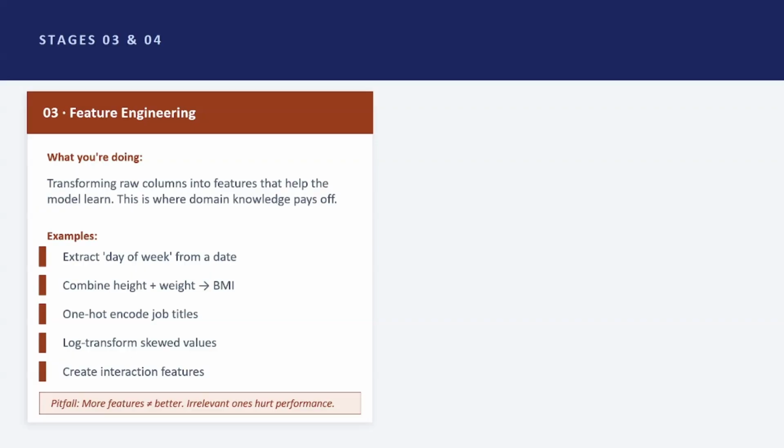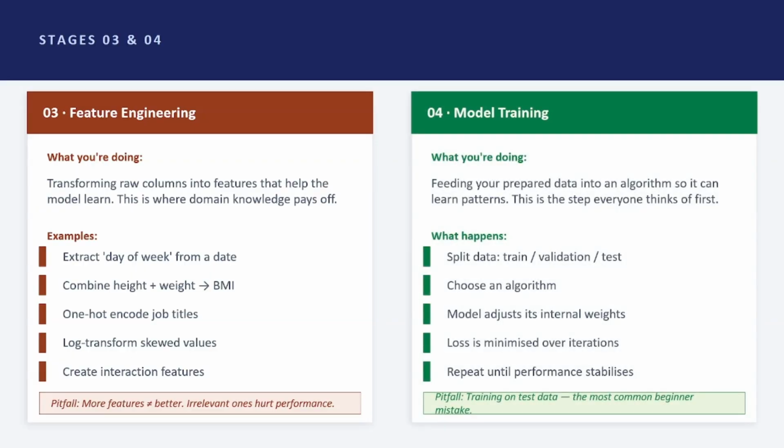And stage 4, which is model training. This is the step everyone pictures. Now that we have clean, engineered data, we are finally ready for it. You split your data into three parts: a training set the model learns from, a validation set you use to tune hyperparameters, and a test set you hold completely back until the very end. You pick an algorithm.